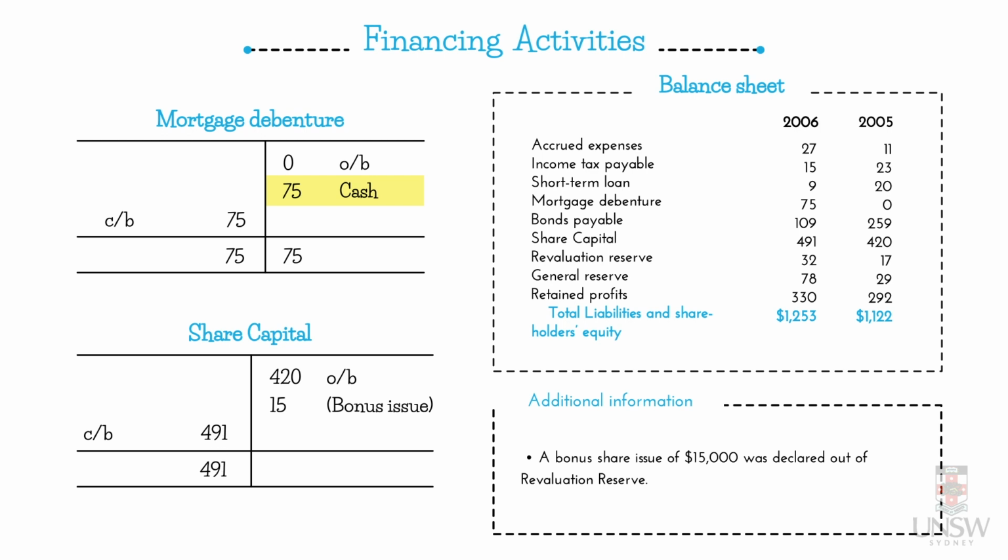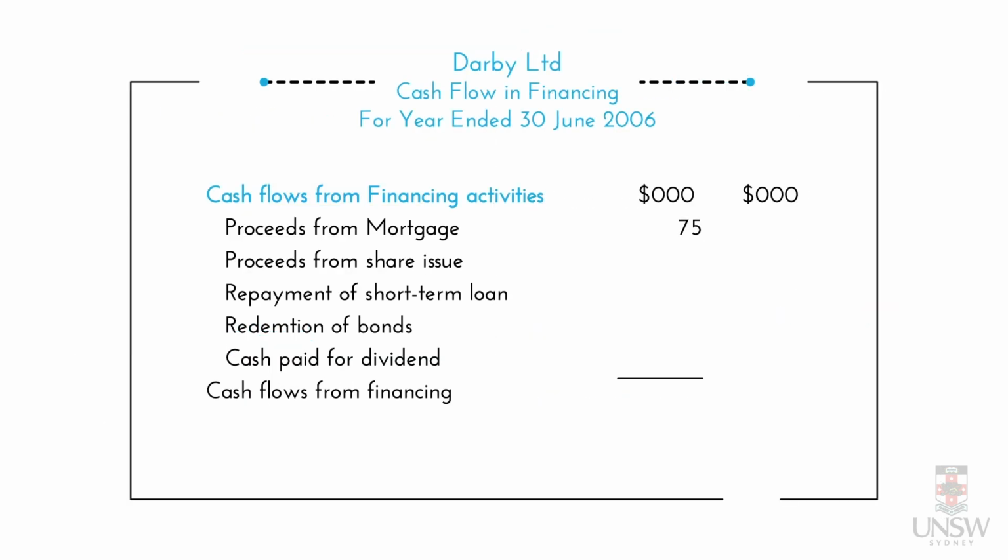So that's the closing balance and the balance of the debit side, 491, minus the opening balance, 420, minus the bonus issue, 15. So the missing amount will be a 56 share issue. So let's put this into the financing activities section. So proceeds from share issue, 56.